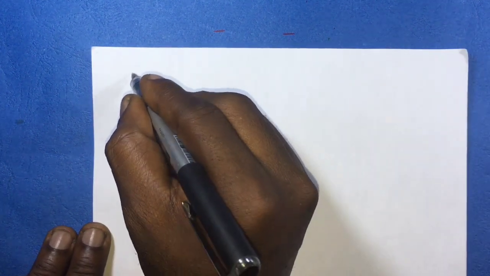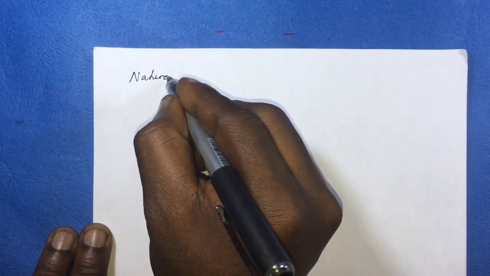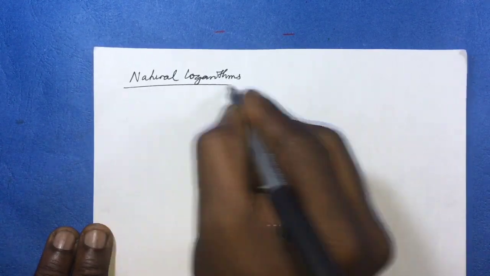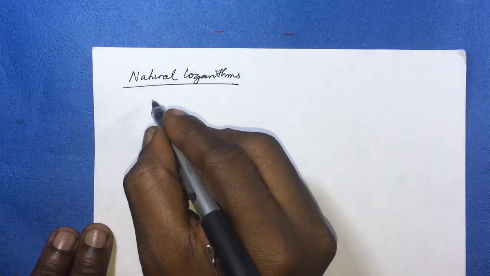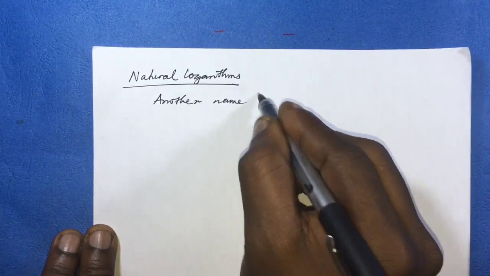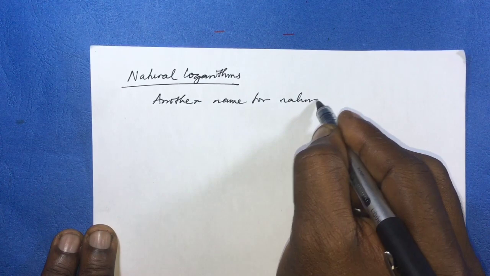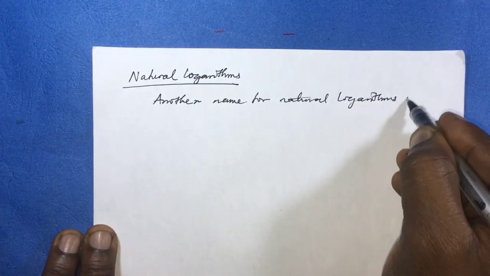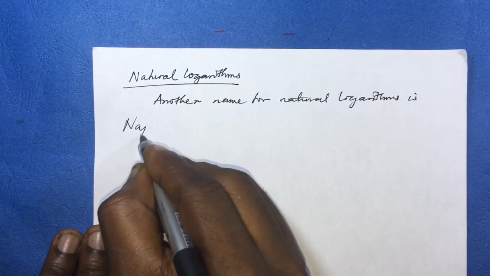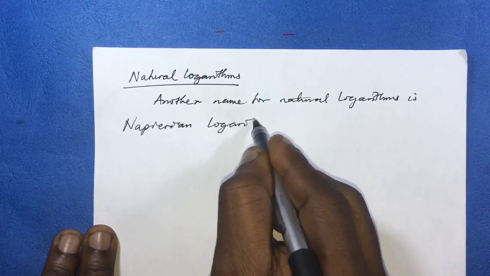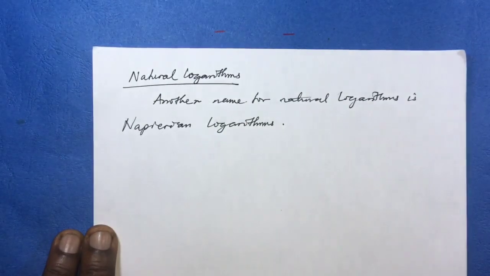Okay? So the next thing I want to do is to move over to the next type of logarithm. And the next type of logarithm is called natural logarithm. Okay? So another name for natural logarithms is Neperian logarithms.